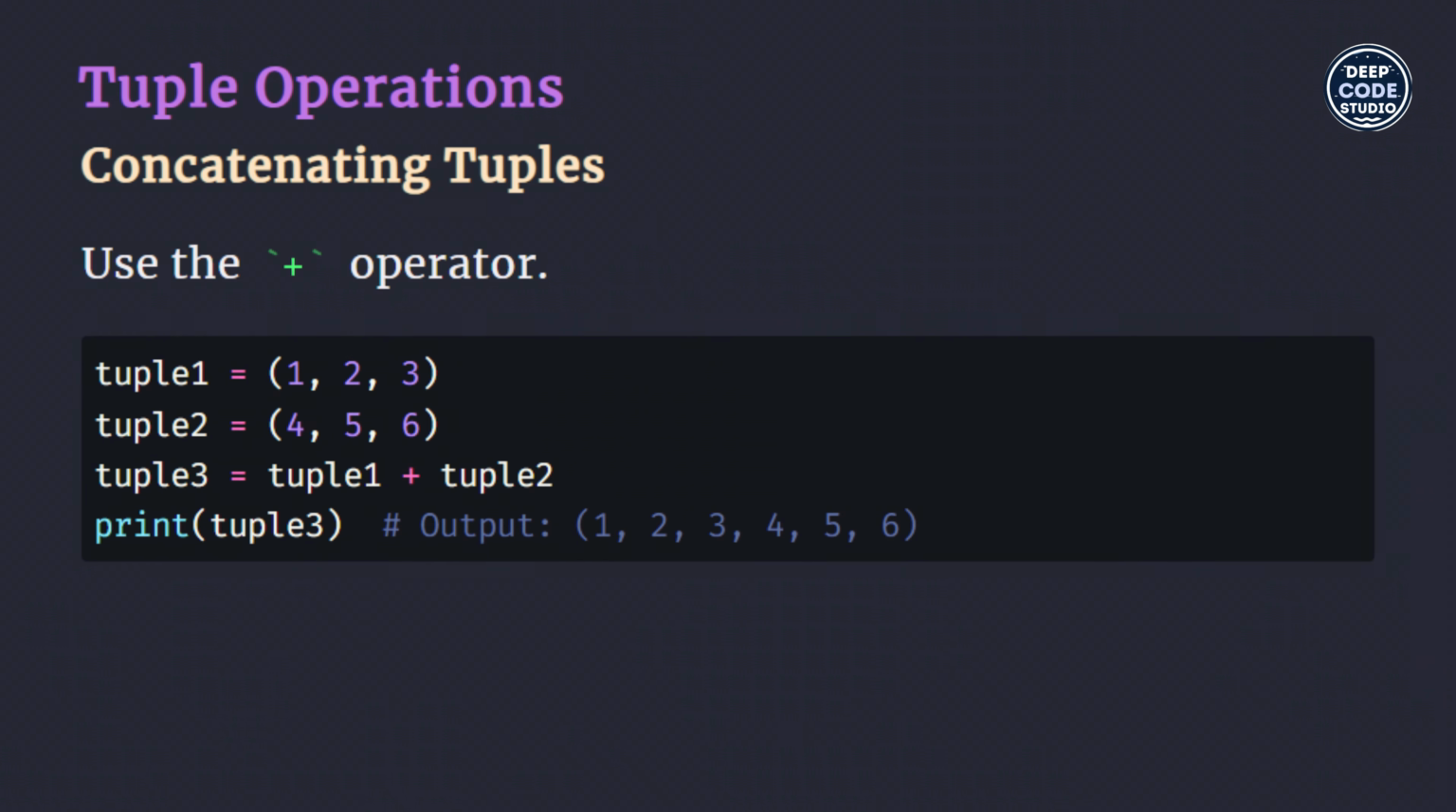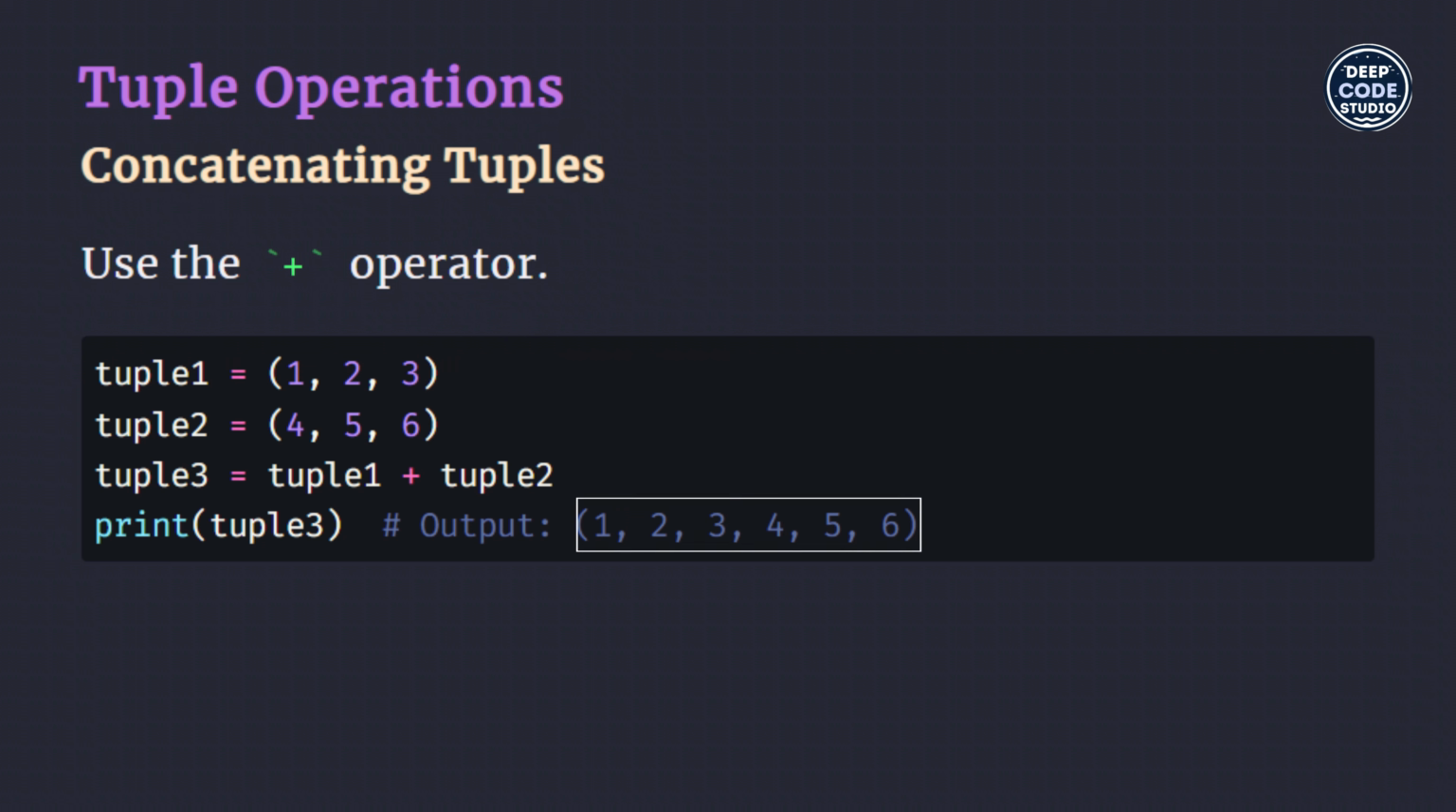Concatenating tuples. Tuples can be concatenated using the plus operator, creating a new tuple from existing tuples. In my example, I am declaring two tuples. Tuple 1 is equal to 1, 2, 3 and tuple 2 is equal to 4, 5, 6. Now if I join these two tuples together using the plus operator and assign the result to tuple 3, then my tuple 3 would be composed of a single tuple which starts from 1 and goes up to 6, meaning it would be 1, 2, 3 from tuple 1 and 4, 5, 6 from tuple 2.